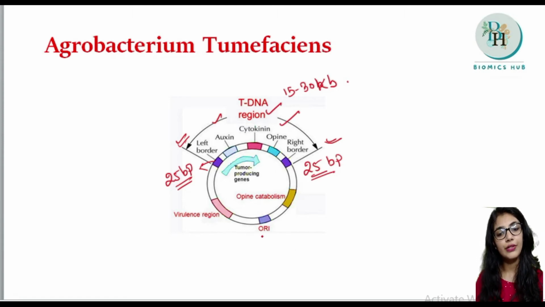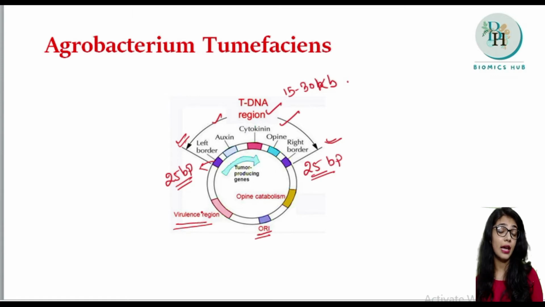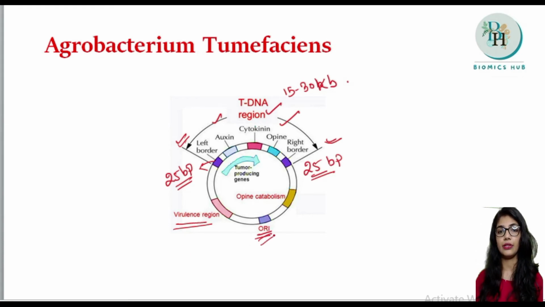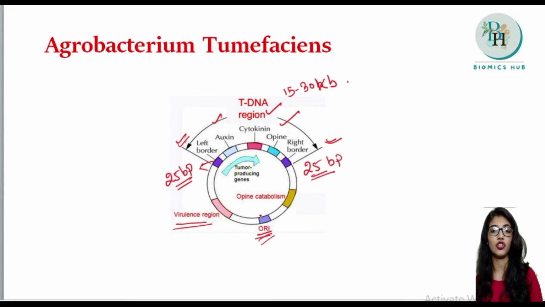Okay. Now, what are the other things which are present in the case of a TI plasmid? They are the origin of replication, and there are some virulence genes. Why is there an origin of replication? As we know, the plasmid has self-replicating power. If it has self-replicating power, it should have some origin of replication. So this is the ORI region, which is known as the origin of replication.